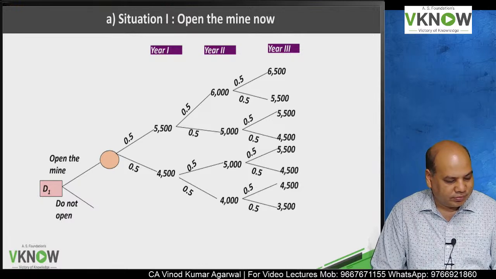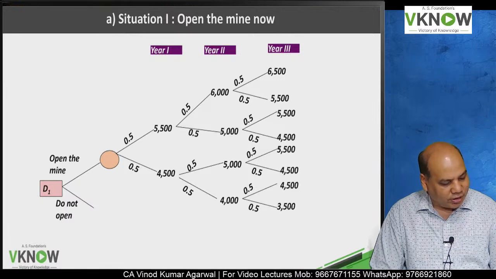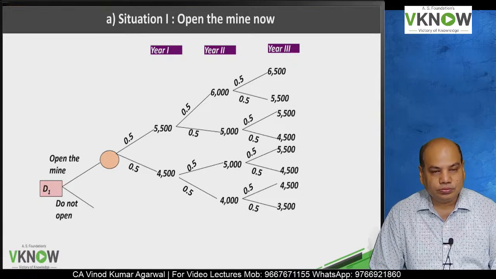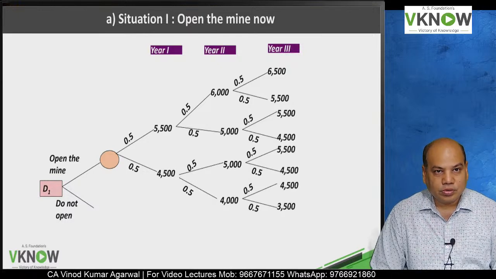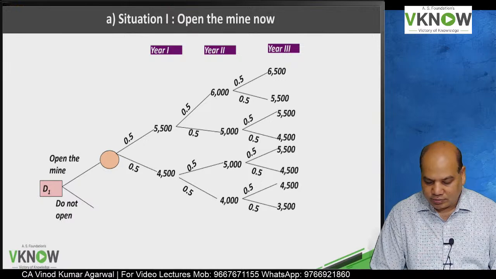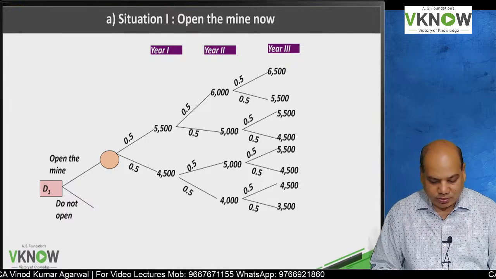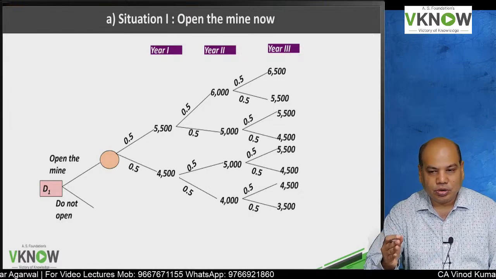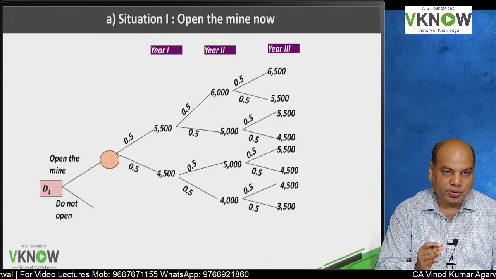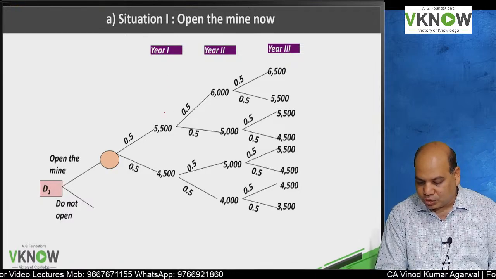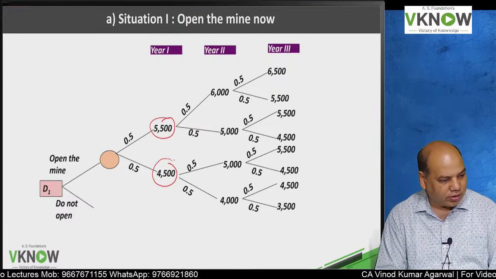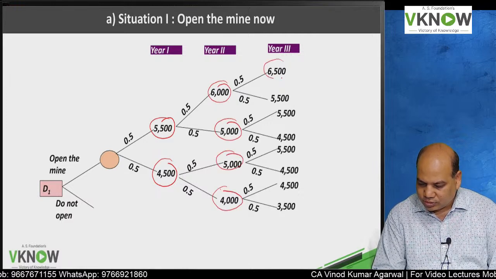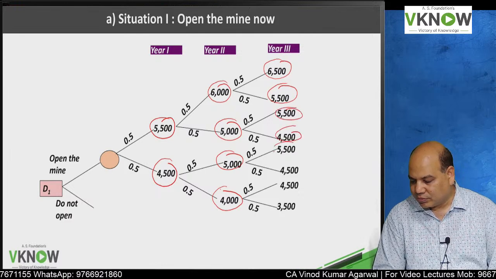Advanced Capital Budgeting. Yesterday we took up question number 78. The question is whether to open the gold mine now or whether to open the gold mine after 1 year. Today the price is 5,000 rupees and the price can rise by 500 or fall by 500 from the previous level. So these are the possible prices in year 1. These are the possible prices in year 2. These are the possible prices in year 3.